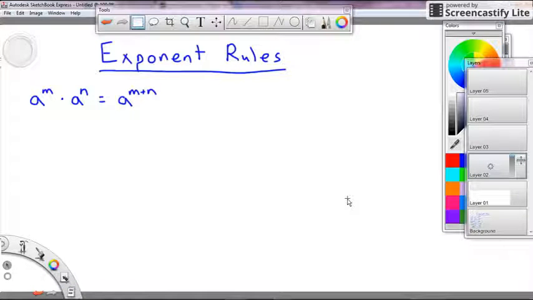Okay, I'm going to make a little video to help you with your homework here. Now, in section 1.1, we learned about exponent rules and shortcuts when we're multiplying and dividing exponents to help us do these problems faster.